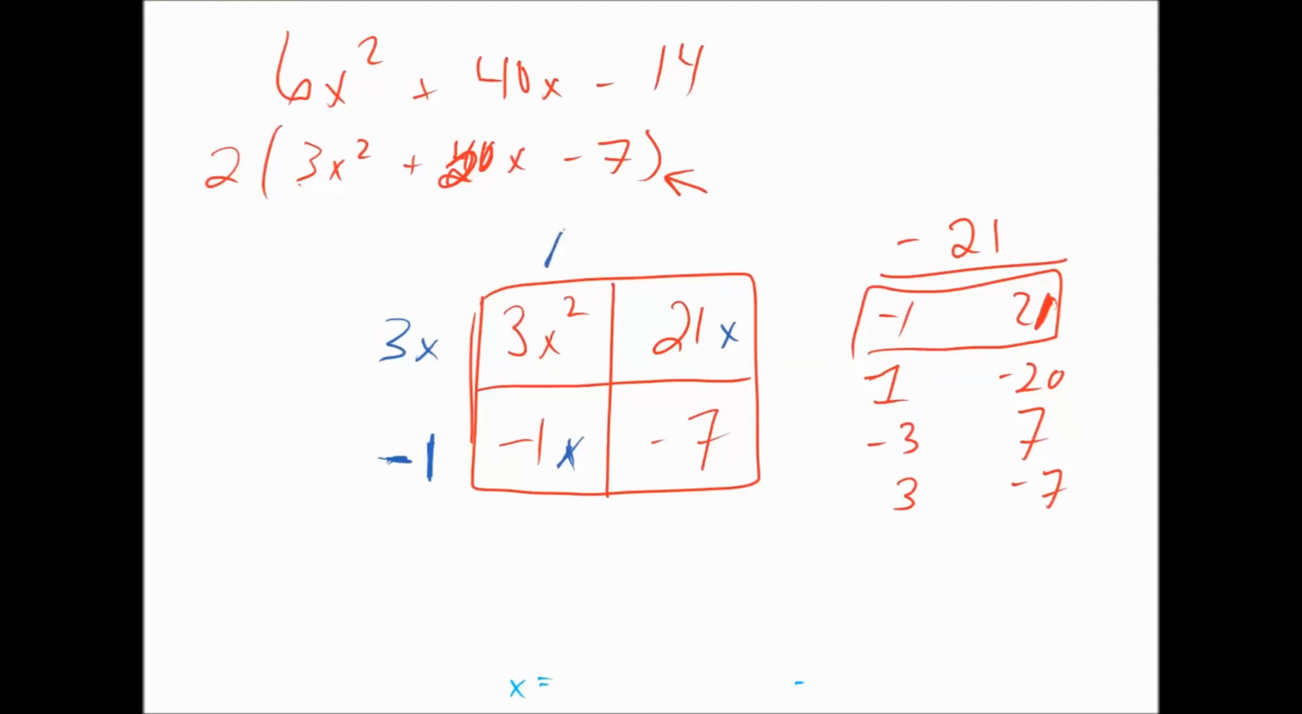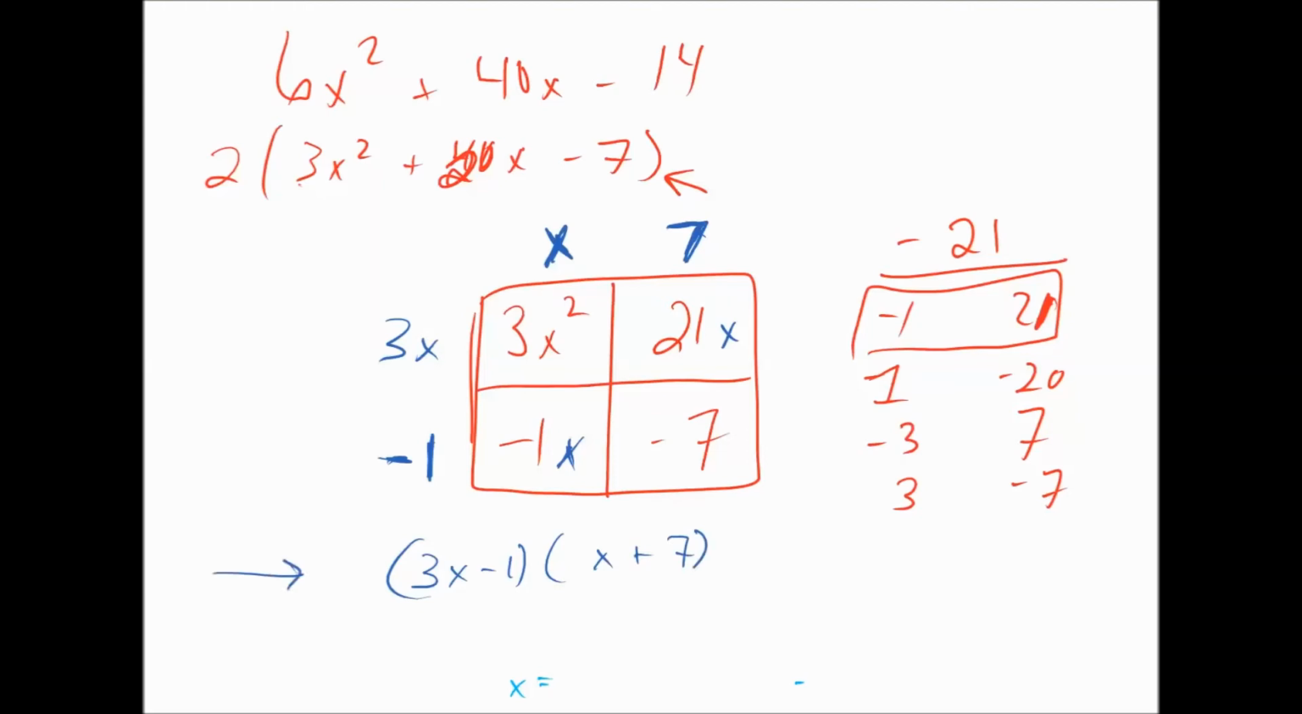We can take out, I think, just an x. And 21x and negative 7. We can take out a 7. We can't take out a negative 7 because the 21's not negative. We just take out a 7. And this is what we get. We have 3x minus 1 times x plus 7.